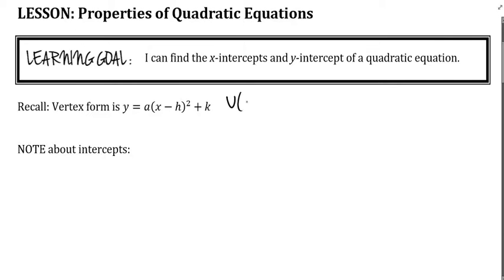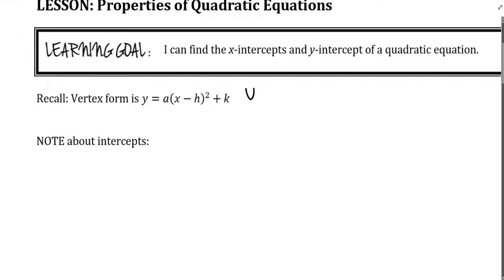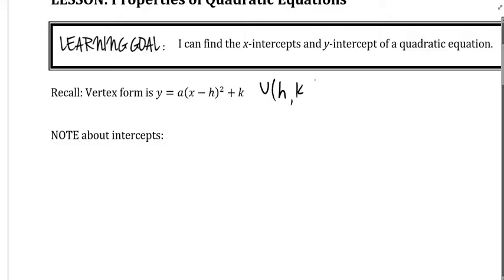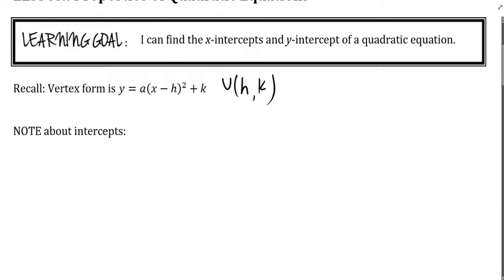So my vertex in this case is H, K. A tells me if there's a reflection and tells me if there's a stretch or a compression, right? We summed all that up and we've seen all different types of things. What else can I get from the equation? Domain and range. I can know the maximum value or the minimum value, the optimal value, right? The axis of symmetry. I can find the vertex, as we said, the growth pattern, and that's about what we can get from this equation.